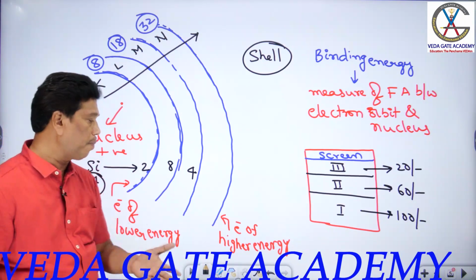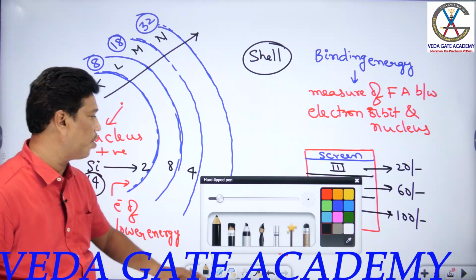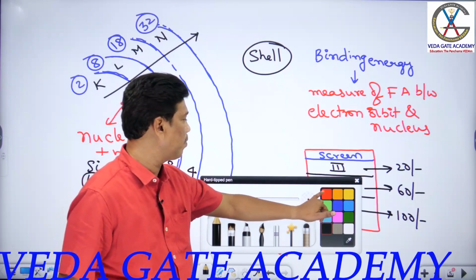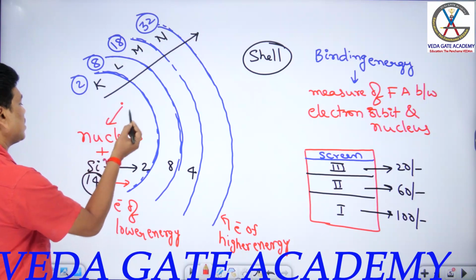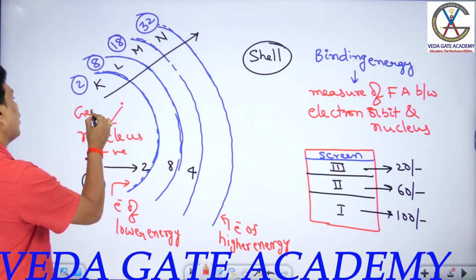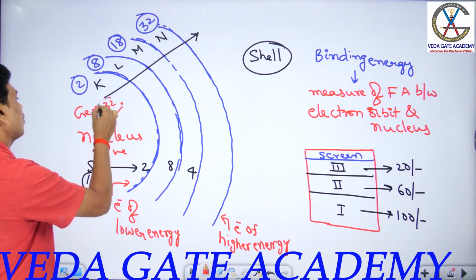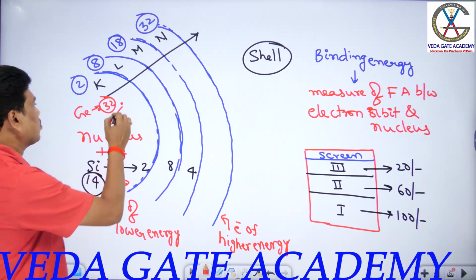Suppose I go for germanium. You know that the atomic number of germanium is 32. So the atomic number for germanium is nothing but 32. That I can check out. Now I can place this one.